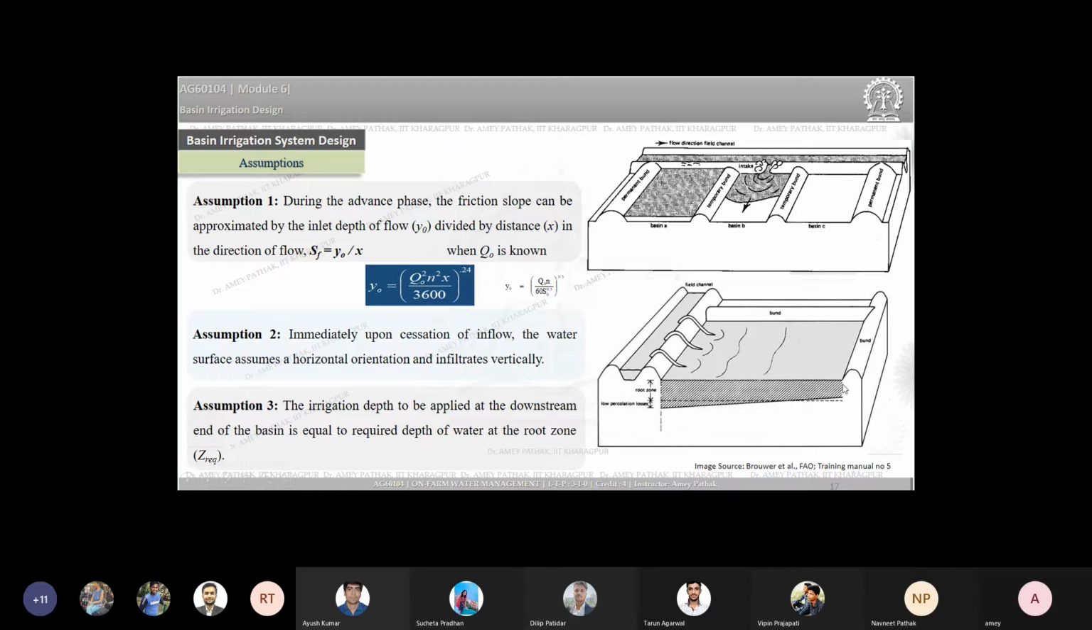So the irrigation depth that we are applying not only here but also here, at least here, because once we achieved the Z requirement here, it means we have achieved the Z requirement over the entire length. The irrigation depth to be applied at the downstream end of the basin should be equal to the required depth of water at the root zone. So this is your required depth. If you are ensuring that Z requirement is achieved over the downstream, it indicates that at all the preceding points, at least that much depth has been achieved. That is our third assumption.